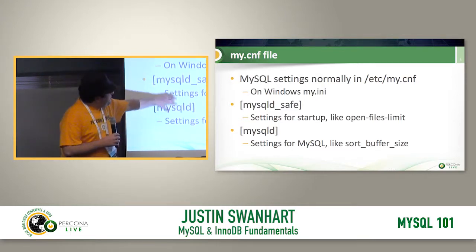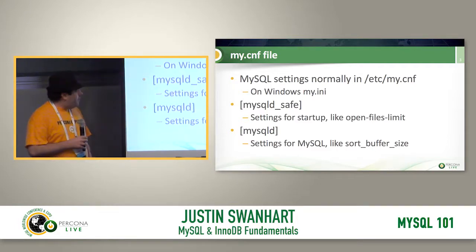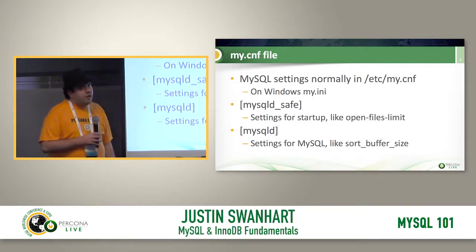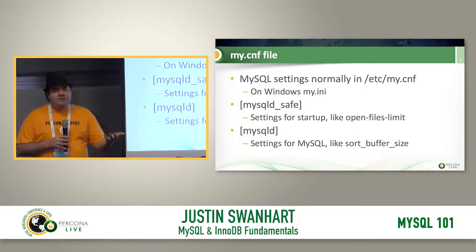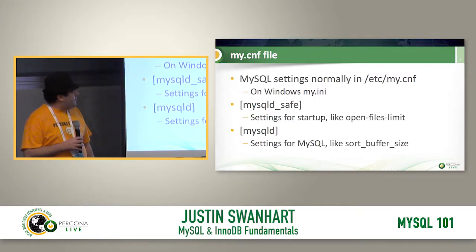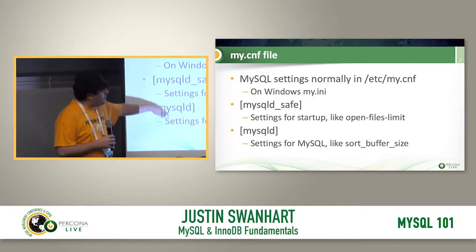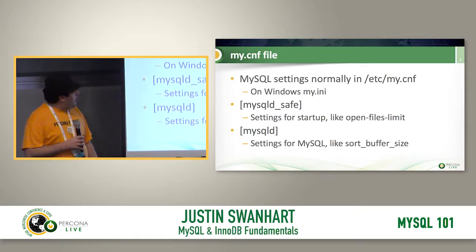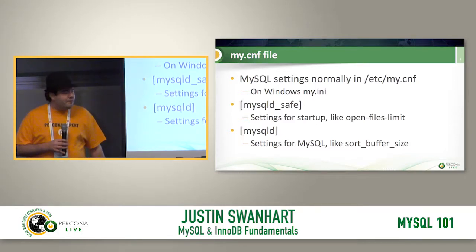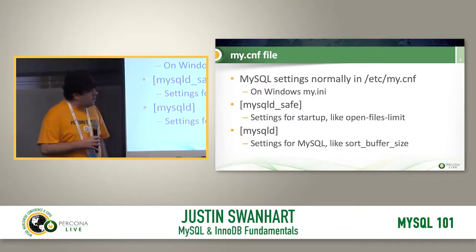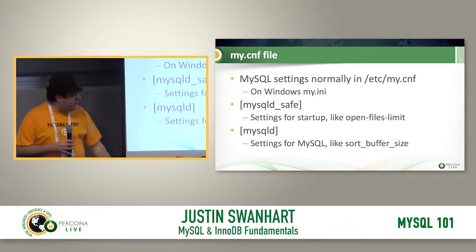So there's two major sections that you need to worry about in this INI file or CNF file. The first is the mysqld_safe section. Here you put things like open files limit, NUMA settings that you can set, various other settings that are related to the startup of MySQL. If you're using TokuDB, you can put an LD_PRELOAD in there for the jemalloc library. The mysqld section has all the other settings. We're going to talk about various settings. One of them is, of course, your sort buffer size. But those go into the mysqld section.